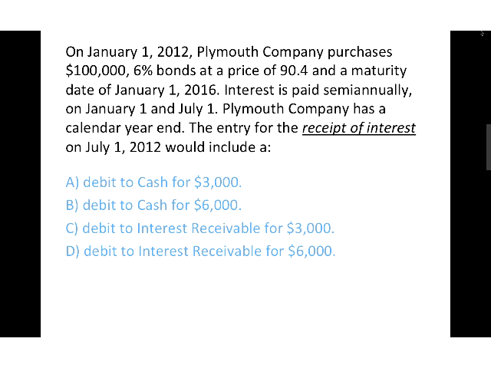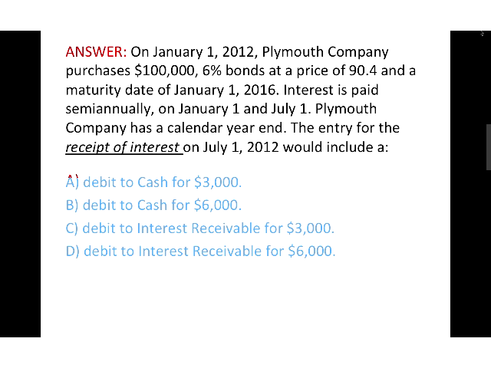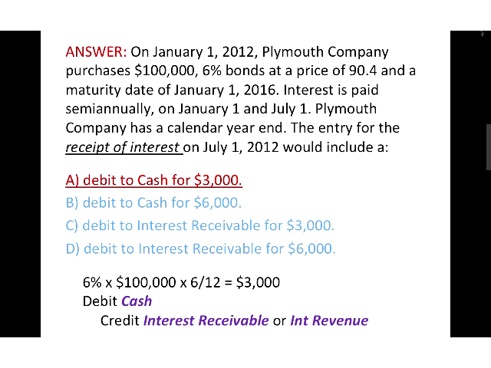So when we receive interest, what we're going to do is we have to calculate the interest amount. And the interest amount is going to be the face value of the bonds, the $100,000 times the 6% times 6 months out of 12. This is semi-annual. We get interest twice a year. That interest rate that we're given is quoted for a whole year.